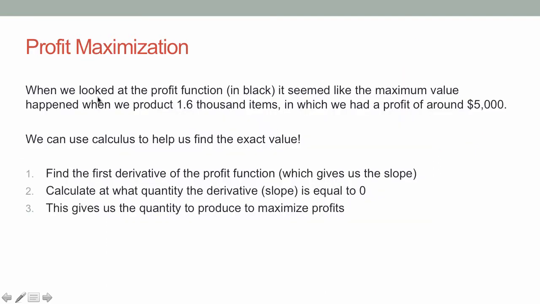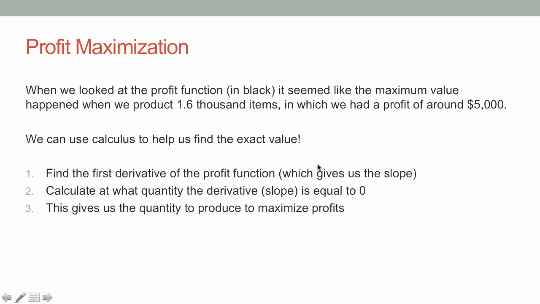So there we go. Let's summarize what we did. When we looked at the profit function, it seemed like the maximum value happened when we produced 1.6 thousand items, or 1,600 items, and we had a profit of around $5,000. Now, that was just approximating off of a graph. We can use calculus to actually help us find it exactly. Now, we've done a little bit of calculus. What we're going to do is just find the first derivative of our profit function. I'll show you how to do that. We're just going to, again, work with the profit function.